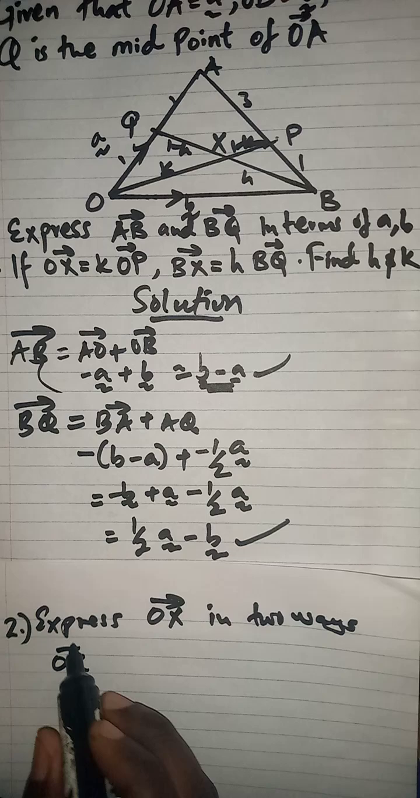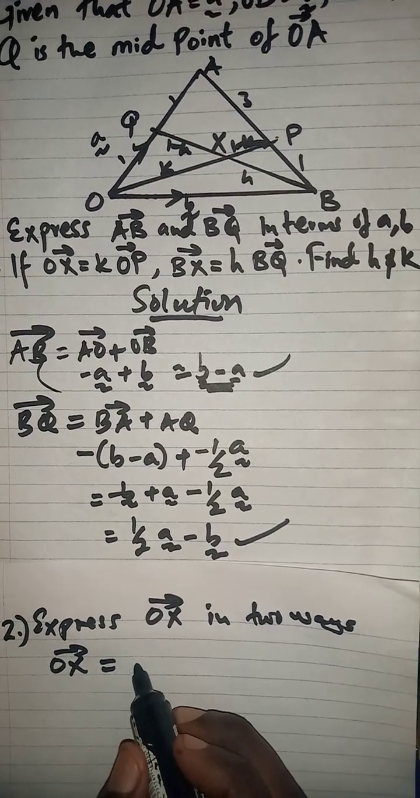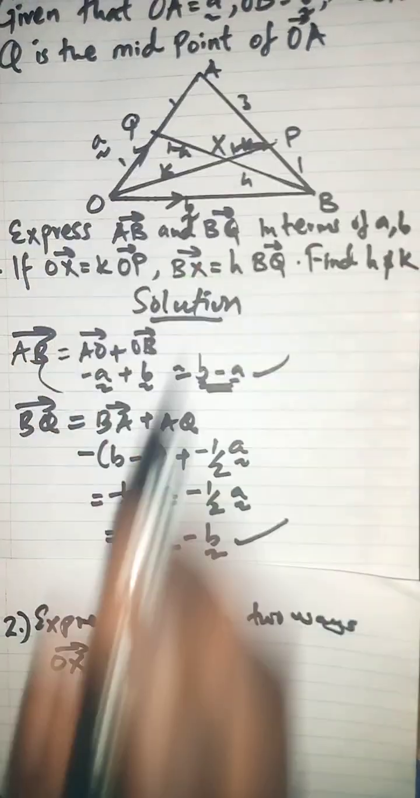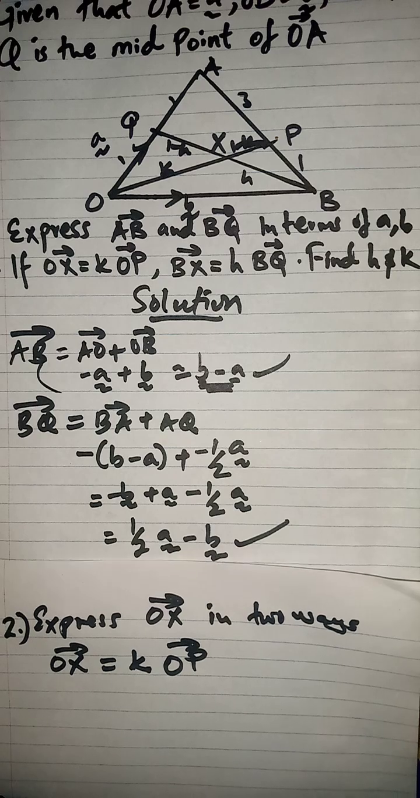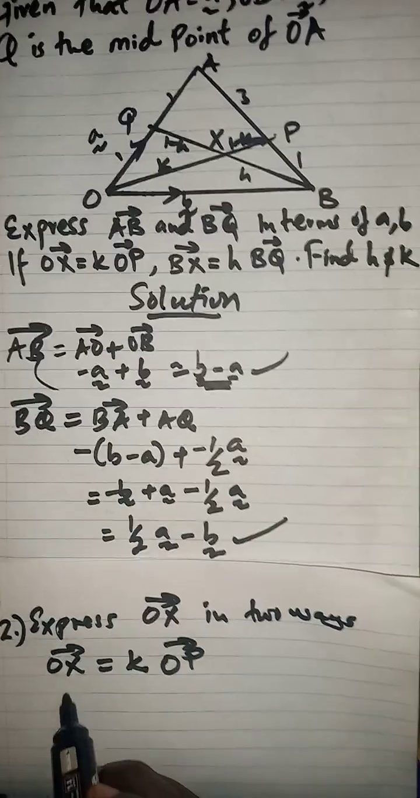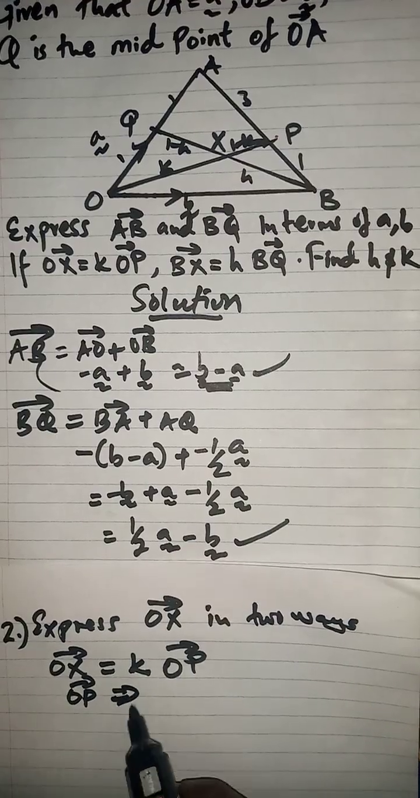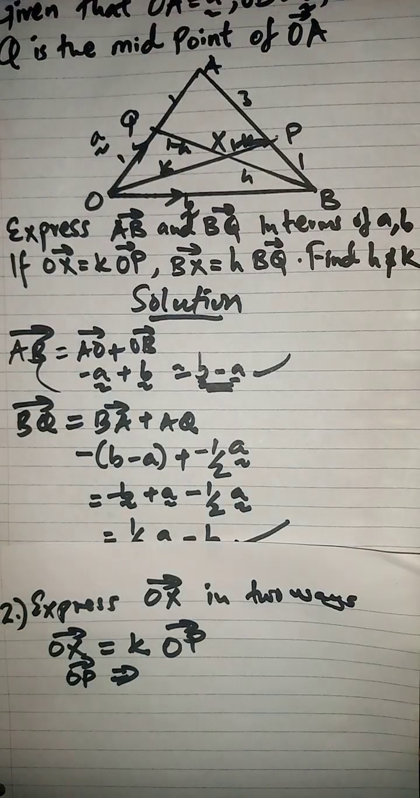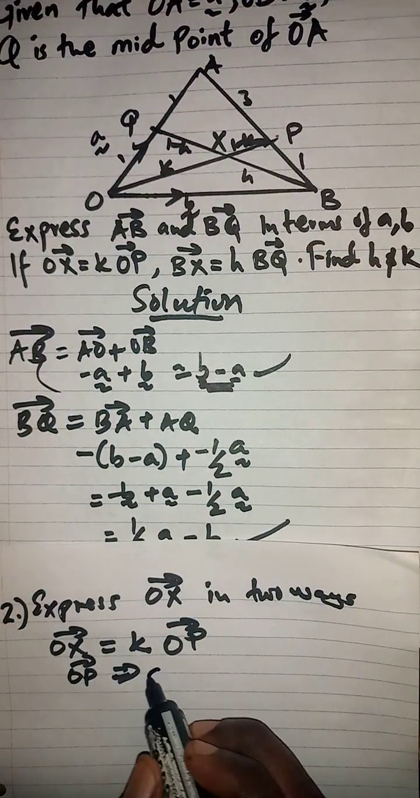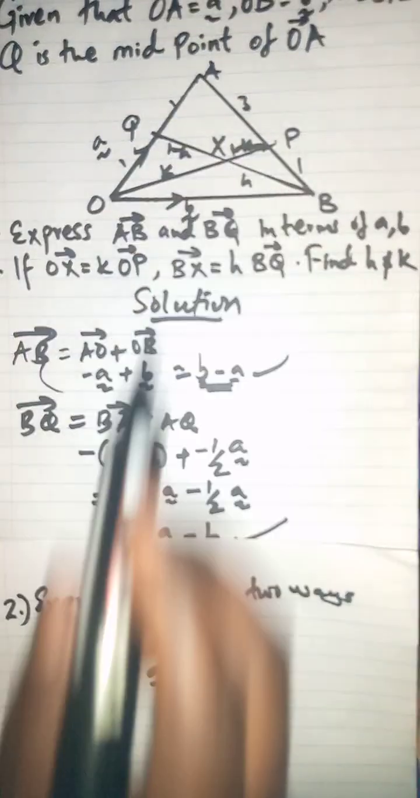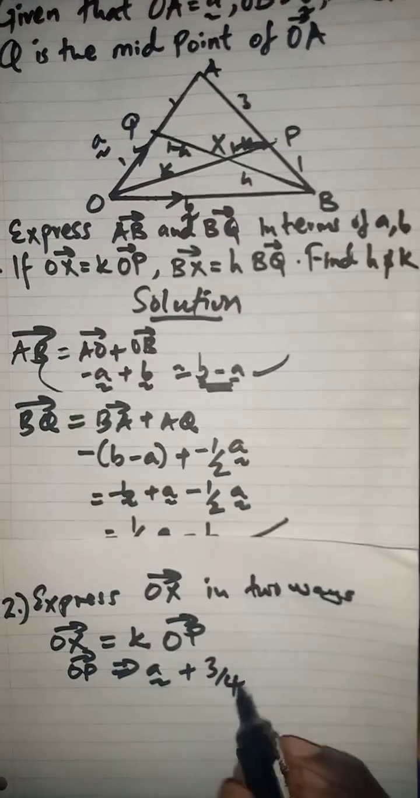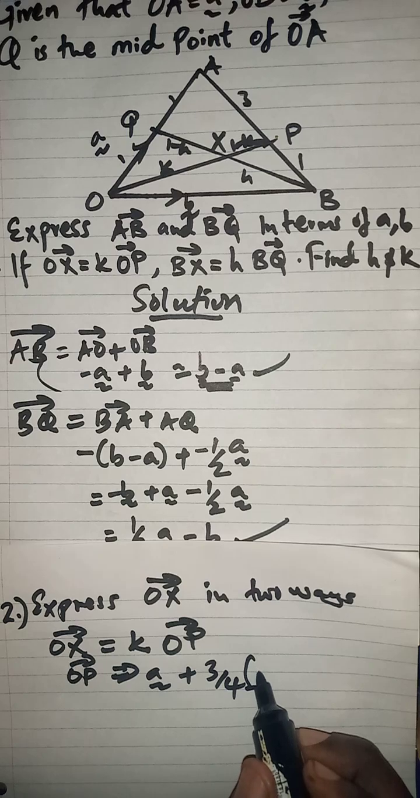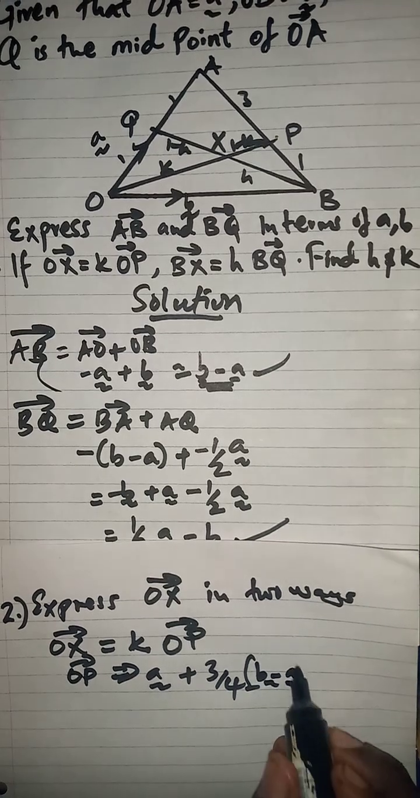And we are told that going through OX by passing through K, I'm going to get K of OP, the way we have been told there. But what is OP? Going through OP, I can go through this route, O to A to P. So O to A is vector A plus A to P. I'm going to take 3 over 4 of the whole of AB. So that is B minus A, like that.